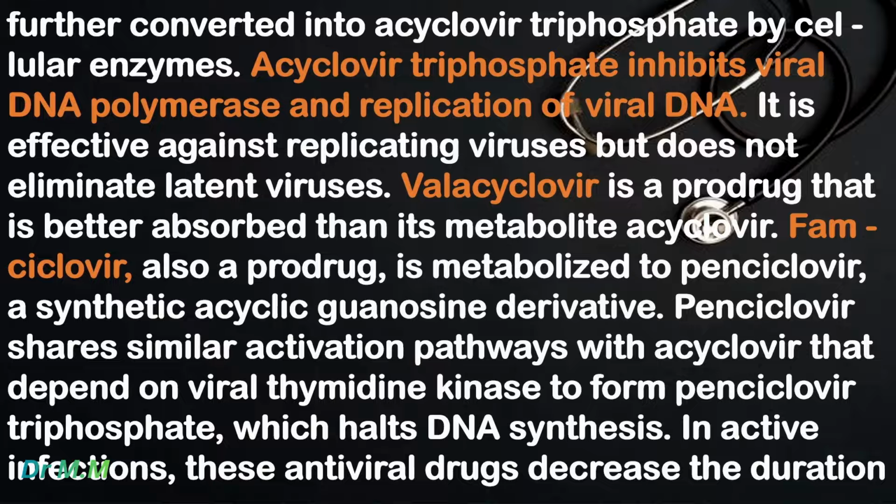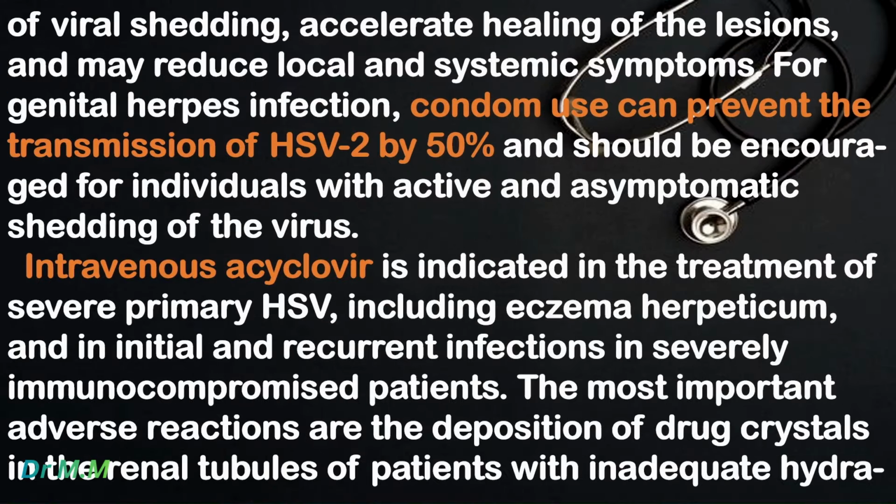Valacyclovir is a prodrug that is better absorbed than its metabolite acyclovir. Famciclovir, also a prodrug, is metabolized to penciclovir, a synthetic acyclic guanosine derivative. Penciclovir shares a similar activation pathway with acyclovir that depends on viral thymidine kinase to form penciclovir triphosphate, which halts DNA synthesis. In active infections, these antiviral drugs decrease the duration of viral shedding, accelerate healing of the lesions, and may reduce local and systemic symptoms.